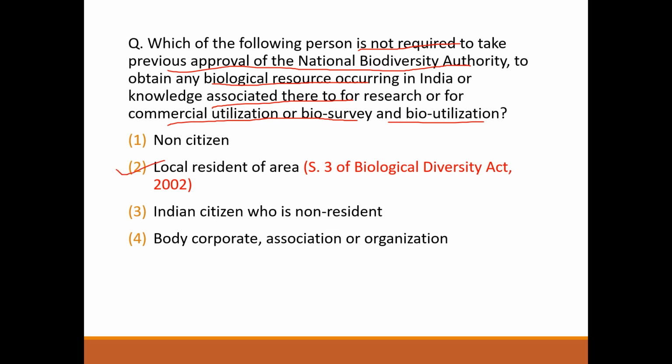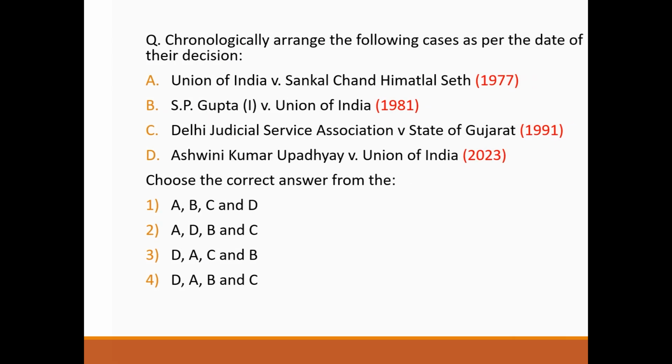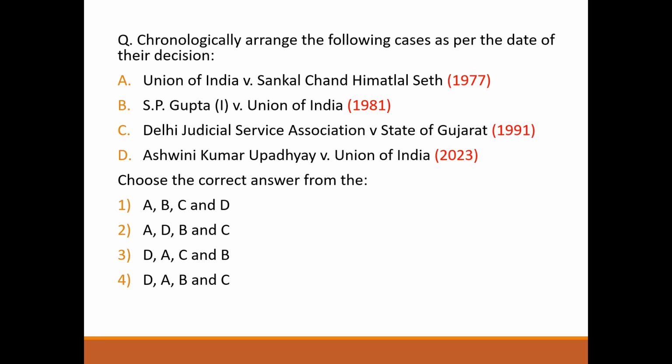Next question. Chronologically arrange the following cases as per the date of their decision. Union of India versus Shankar Chand Himmatlal Seth, 1977. SP Gupta versus Union of India, 1981. Delhi Judicial Service Association versus State of Gujarat, 1991. Ashwini Kumar Upadhyay versus Union of India, 2003. So answer will be option number 1.